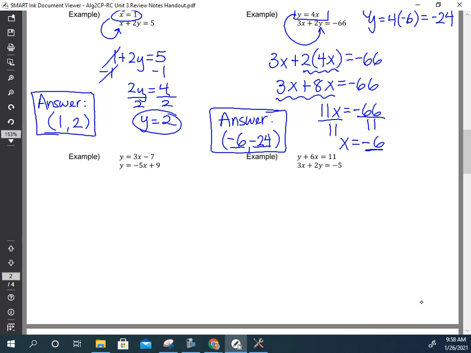Let's keep it going. So example 3, you got a little bit of a variation. This time, you have 2 equations that are y equals and y equals. You have 2 equations that are equal to the same variable. So that means you can take the expressions and set them equal to each other.